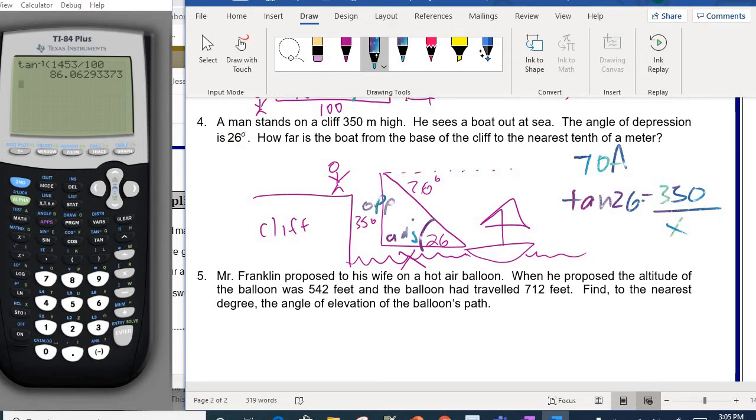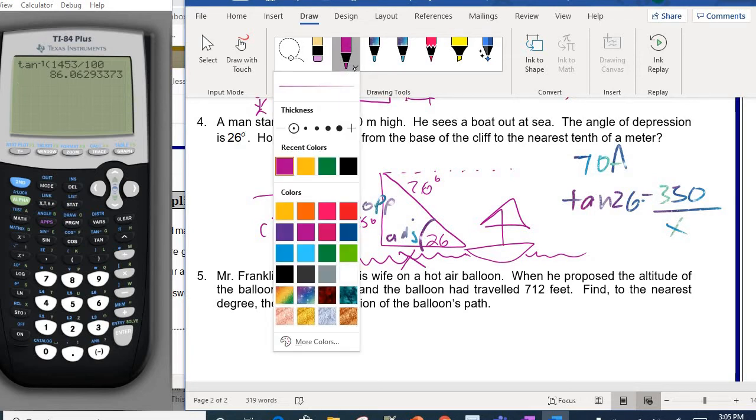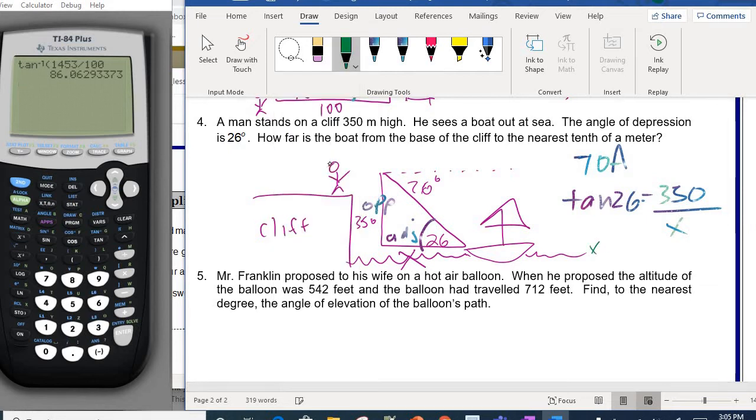So when we cross multiply on that one, you'll end up with X tan 26 equals 350. I'm running out of room here, so I won't write this out, but you'd have to take 350 and divide by the tan of 26. So let's take a look at that. 350 divided by the tan of 26. So the boat is about, and they want this nearest tenth, 717.6. All right, and that would be meters.